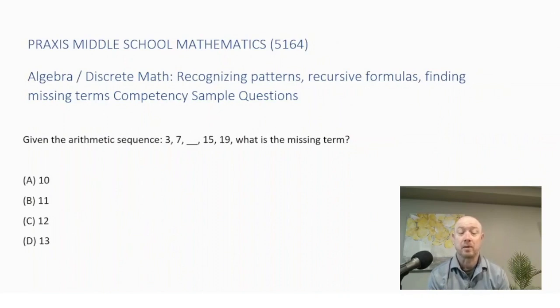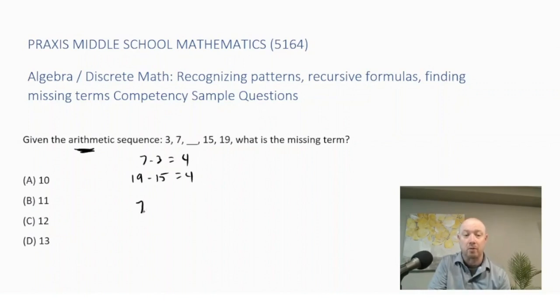Given the arithmetic sequence 3, 7, a missing term, then 15, 19, what is the missing term? Is it A, 10, B, 11, C, 12, or D, 13? All right, the key to this is they tell us it's arithmetic, so we can figure out the common difference by subtracting 7 minus 3, and we get 4. We can also check: 19 minus 15 is equal to 4. So the common difference is 4. To get the next term after 7, we just add 4 to 7, and we come up with our answer of 11, choice B.